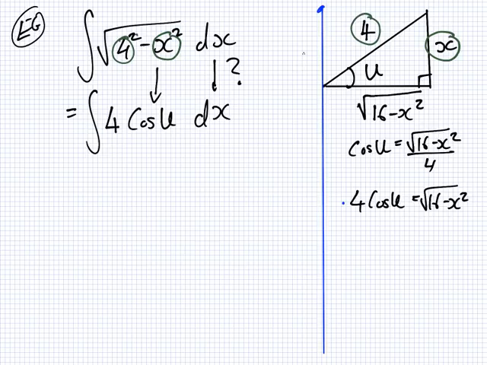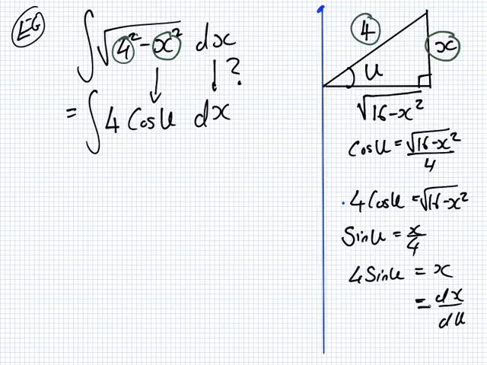What you could do instead is look at sine u, because sine u is only x over 4, opposite over hypotenuse. So you can get the du dx from that instead. So if I bring the 4 up, 4 sine u equals x, and differentiate, this will be dx du, because the x is like the y, and the u is like the x, they're the other way around. This becomes 4 cos u. So you end up with 4 cos u du equals dx.